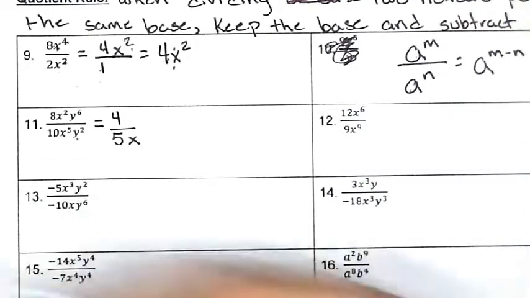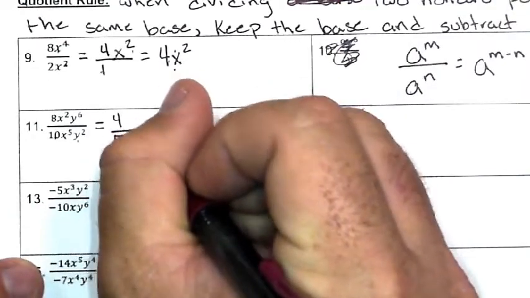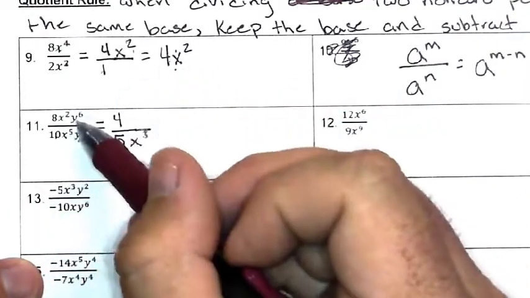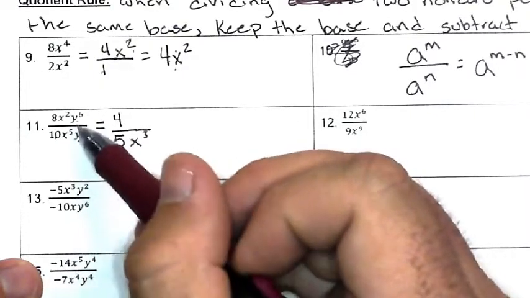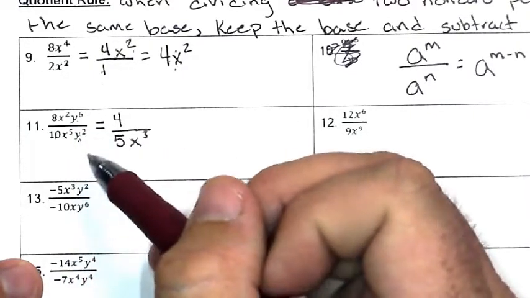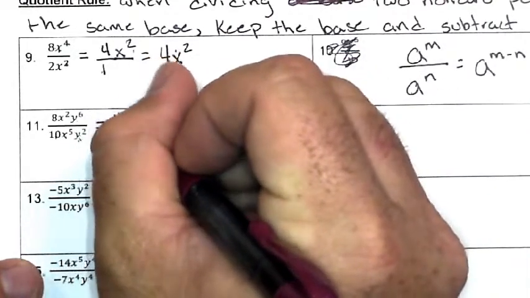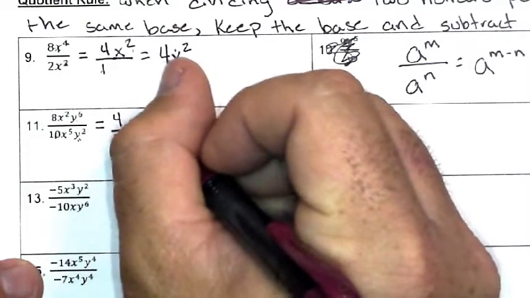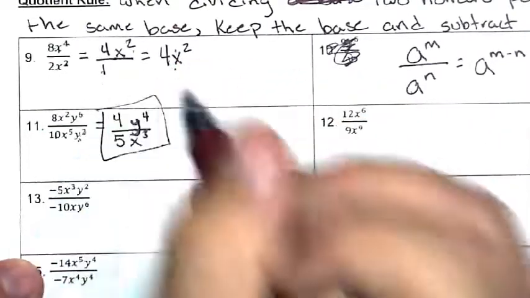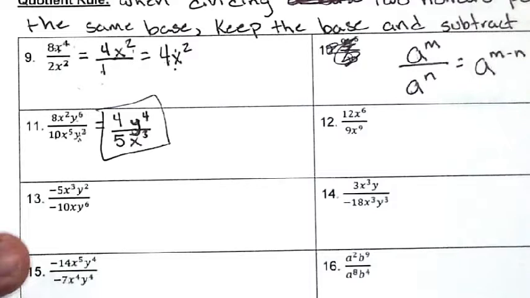Okay. Now I have y values also. I have 6 y's up top, 2 y's on bottom. Where do I have them the most? The top, the numerator. So that's where I'll put my y answer. What's 6 minus 2? And that's my answer. And that's it. That's all we're really doing.